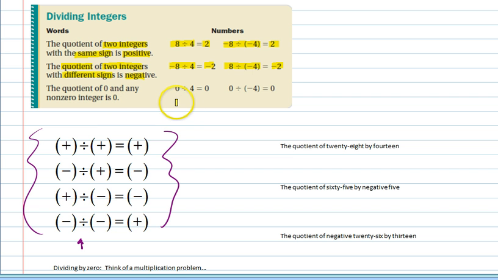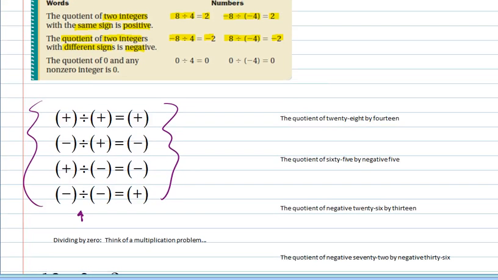So if I take 0 and I divide it by 4, I'm always going to get 0. If I take 0 and divide it by -4, this is also true. So it doesn't matter what the sign is, I'm always going to get 0.